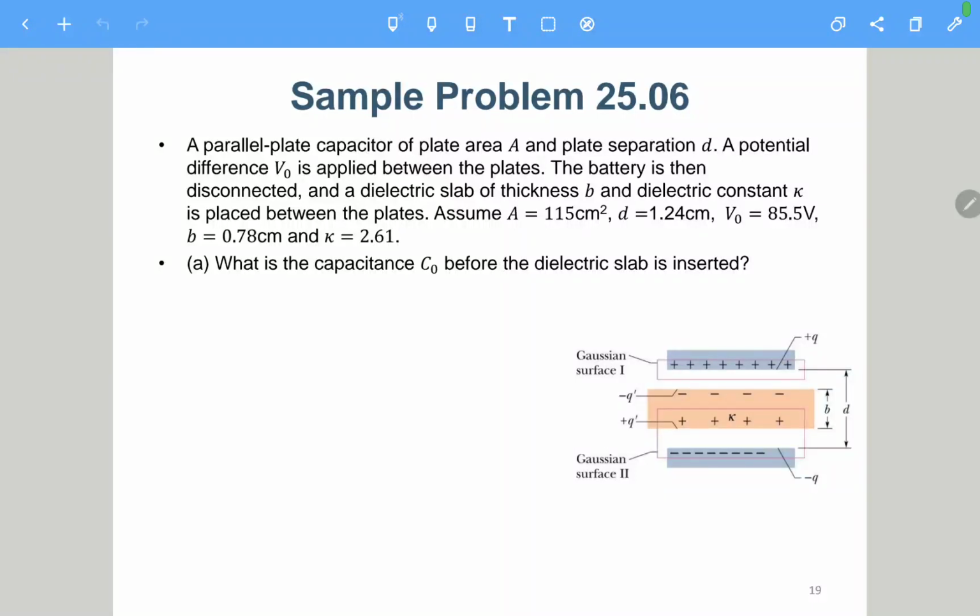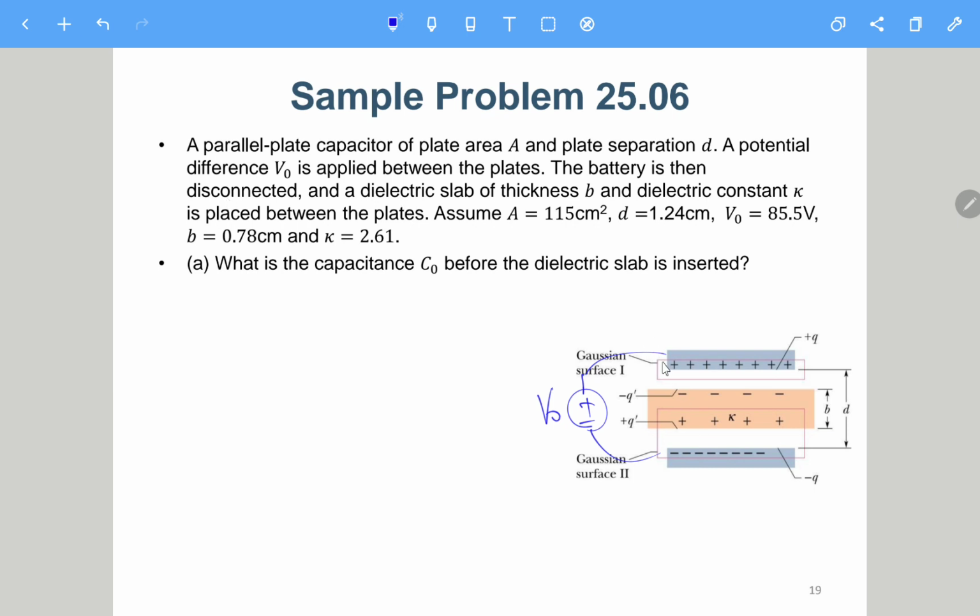Okay, so this is the last sample problem of chapter 25. It says a parallel plate capacitor of plate area A and plate separation D. A potential difference V0 is applied between the plates. So actually we try to provide a V0 here. And then the battery is then disconnected.